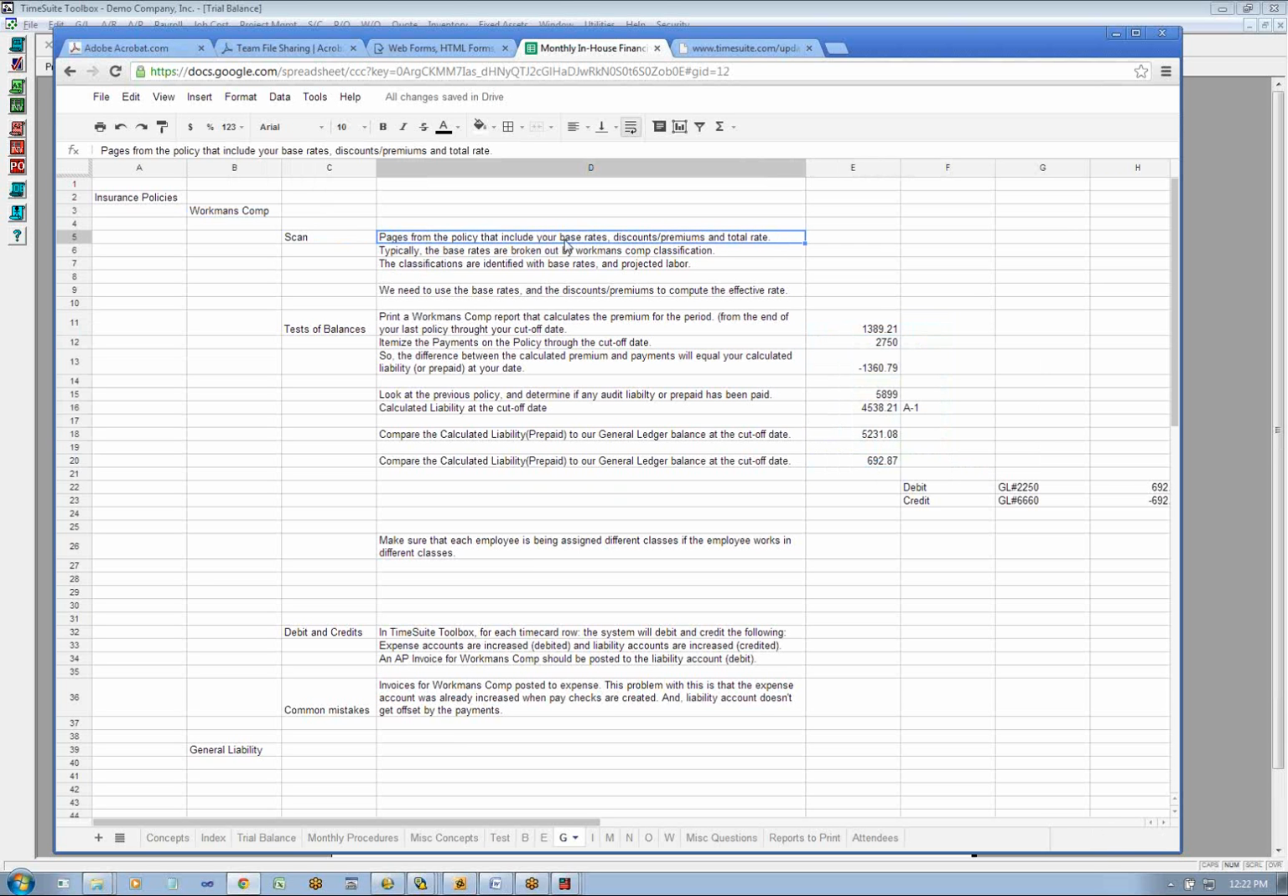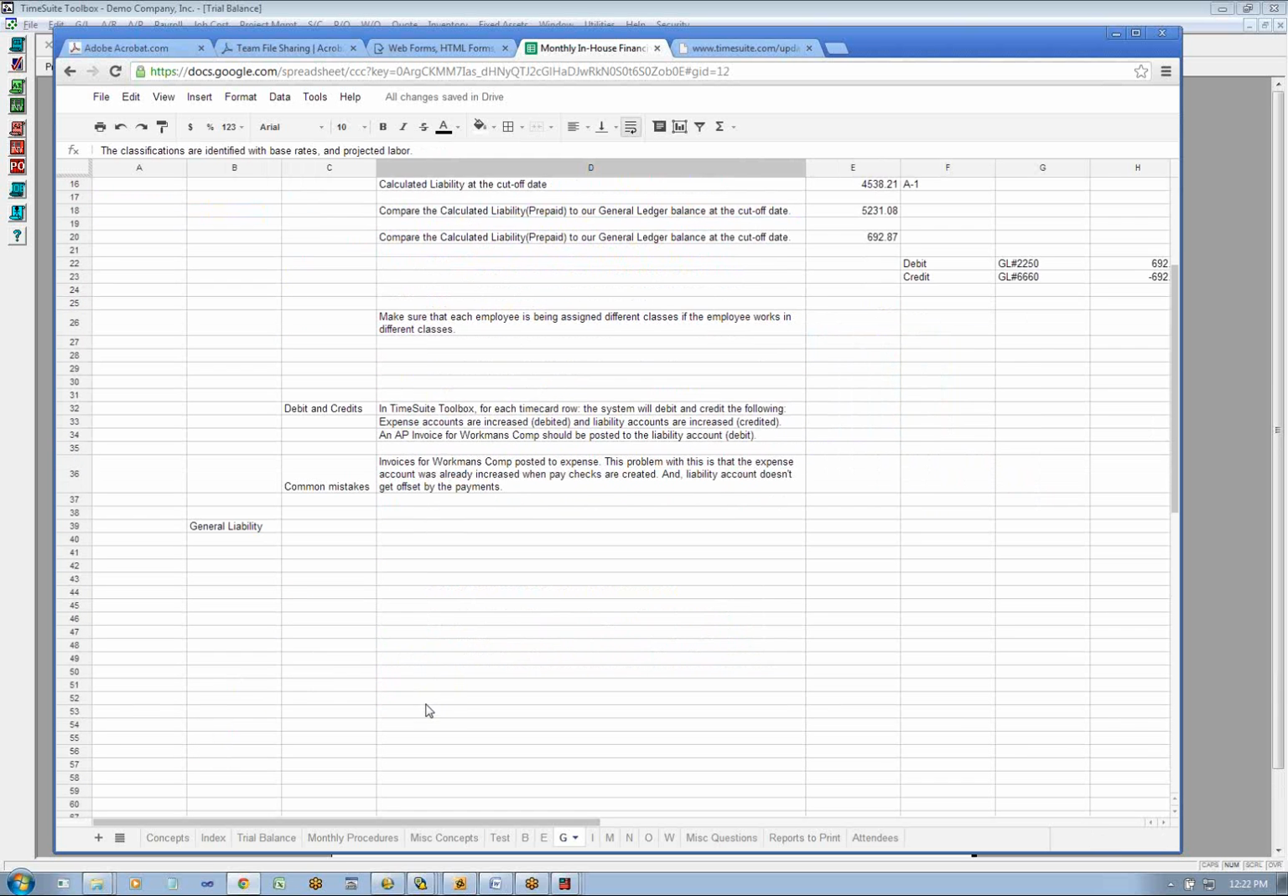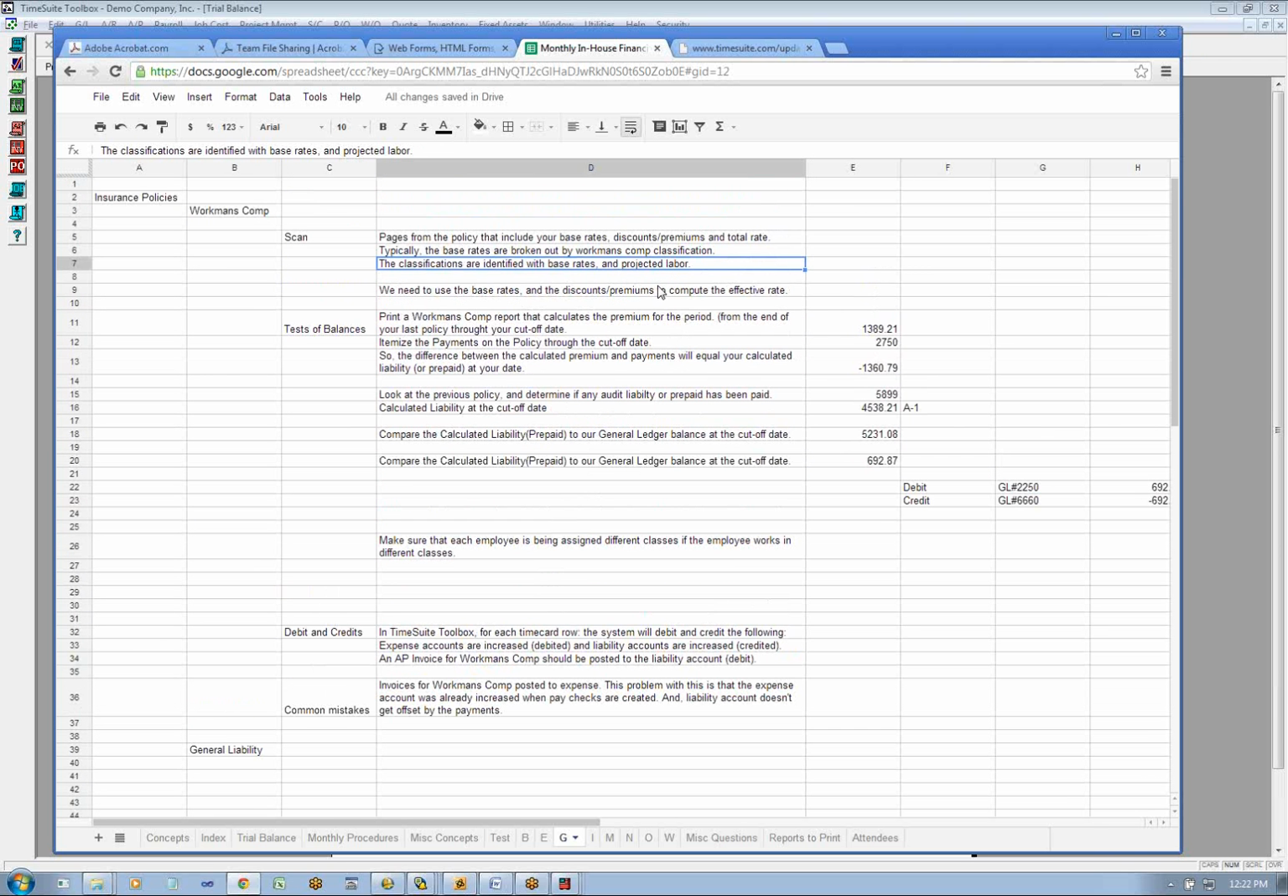So the pages from the policy that include the base rate and the discounts, premium, and total rate, all right? Typically, the base rates are broken out by workman's comp classification. The classifications are identified with base rates and projected labor, okay? In addition, we'll need to use the base rates, the amount of the discounts and premiums to compute the effective rate.